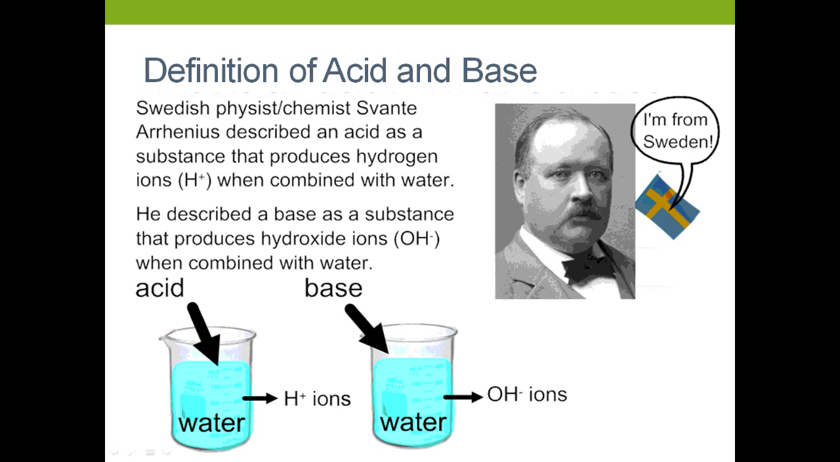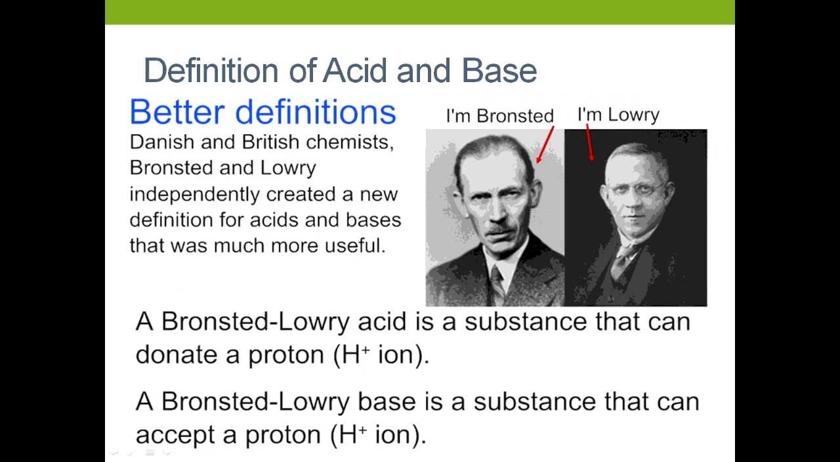Swedish physicist-chemist Svante Arrhenius described an acid as a substance that produces hydrogen ions, H+, when combined with water. He described a base as a substance that produces hydroxide ions, OH-, when combined with water. So an acid is anything that we put in water and produces H+ ions, and a base is anything that we put in water and produces OH- ions. Well, it turns out that that wasn't a very good definition.